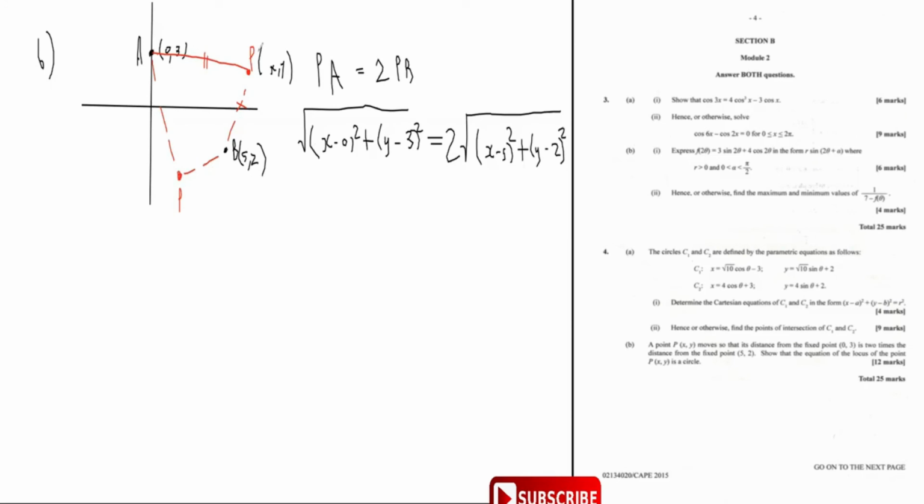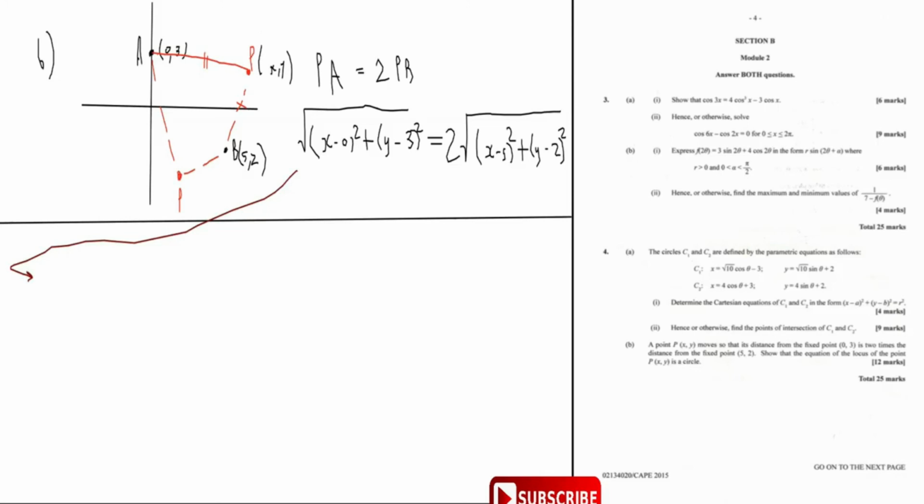Now, what we can do is close off up here and continue by squaring both sides. By squaring both sides, I am getting x squared plus (y minus 3) all squared is equal to 2 squared, and 2 squared is 4, so it's equal to 4 times all of what's in here, which is 4 times ((x minus 5) squared plus (y minus 2) all squared).